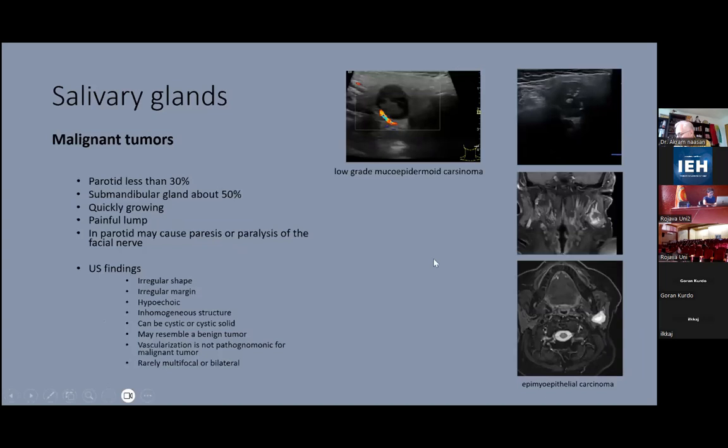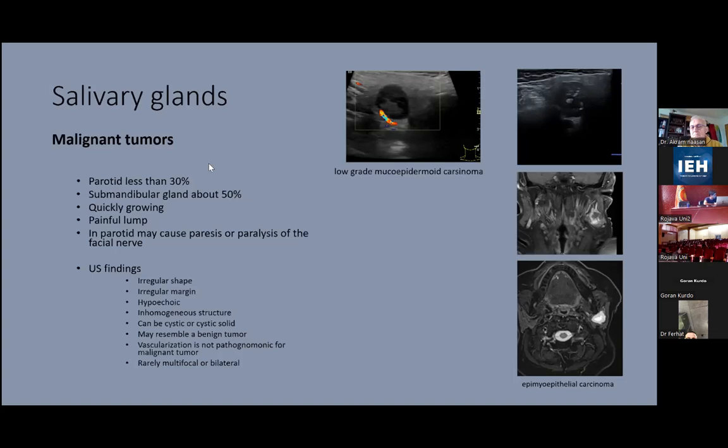Then we talk about the malignant tumors of the salivary glands. Of the tumors of the parotid gland, less than 30% are malignant. Of the submandibular gland, about 50% are malignant. And usually these malignant tumors grow faster, they are painful. If it's in the parotid gland, they might cause paresis or paralysis of the facial nerve.